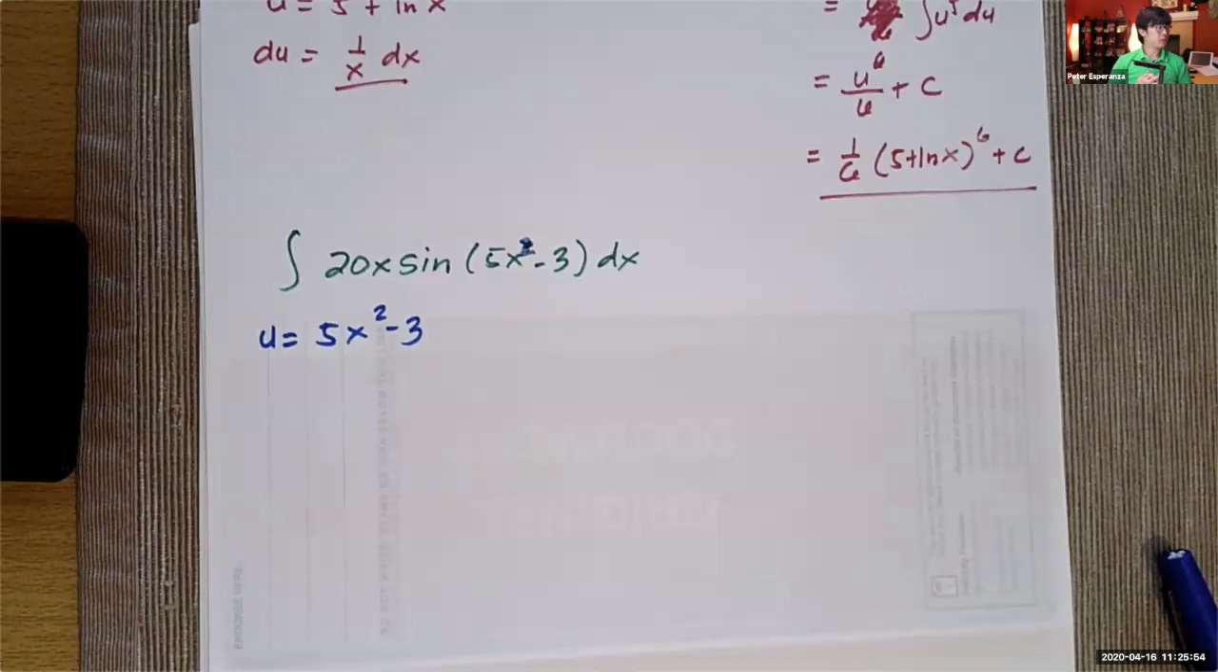You have an answer? Yeah, but I don't think it's right. Okay, tell me. I got 2 cosine 5x squared minus 3 plus c. All right, so Rebecca says 2 cosine 5x squared minus 3 plus c. Almost. I'm just saying almost correct. What do you think is missing here?